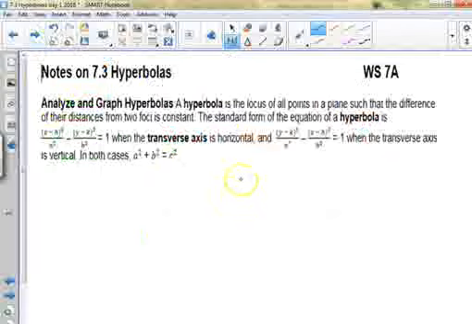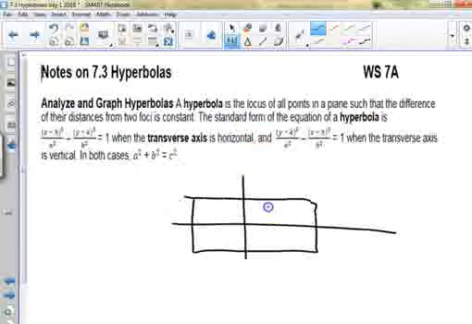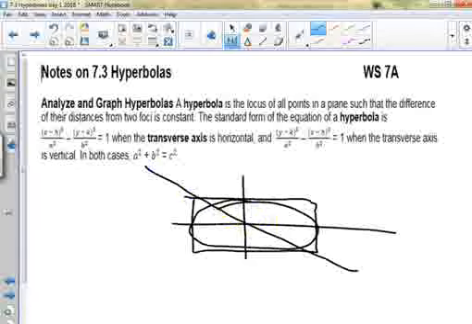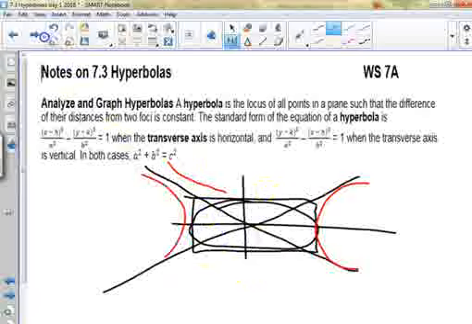Let me give you a super quick example. When we had an ellipse, if we had a bigger A underneath the X, we didn't get a rectangle. We got an oval going that way, right? Today, we're going to get a rectangle, and we're going to draw the diagonals of the rectangle in. But once we've done that, we have to determine which one, if it had a positive X term, then it would open this way. If it had a positive Y term, it would open up and down. Let's just do an example.